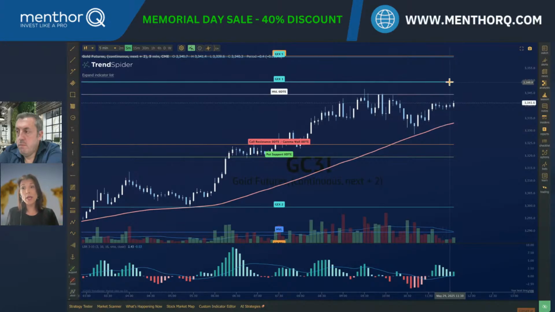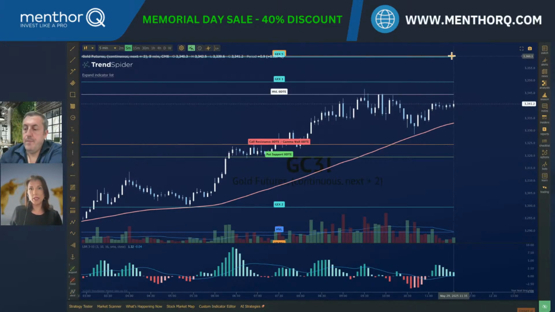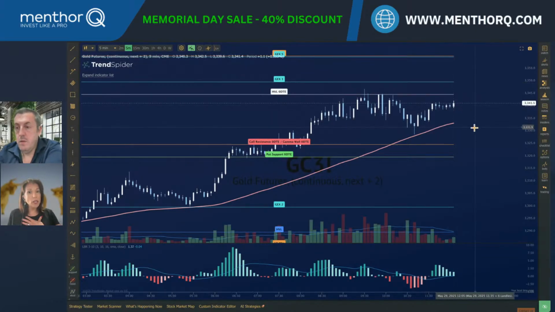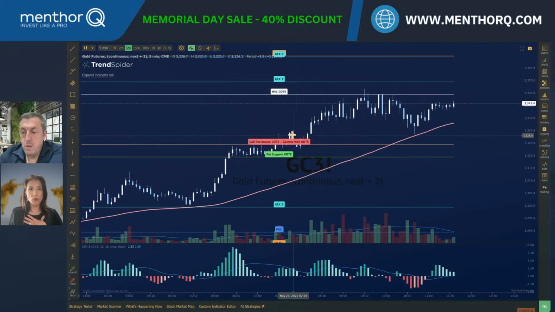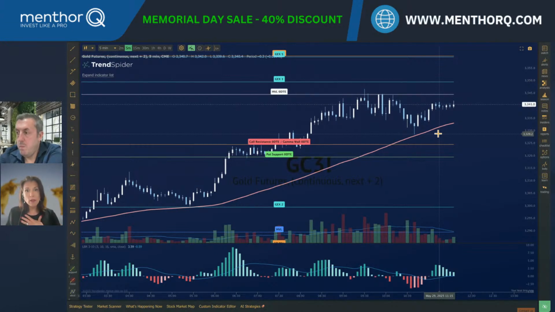can see another gamma line at 33.48, and then even one higher above 33.60. What would I do? Ideally, I would love it if it came to old resistance, new support at about 33.29, and I would take a long there, and I would notice that my wicks are sitting sort of halfway through here. So my stop would be about 33.22.